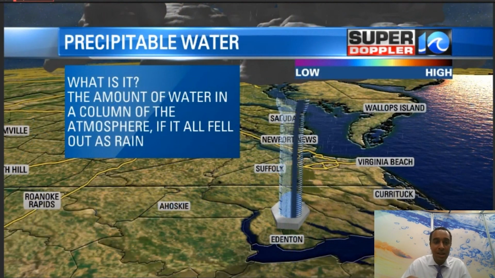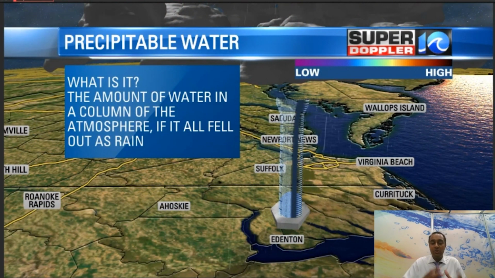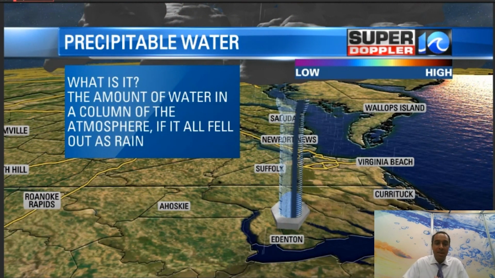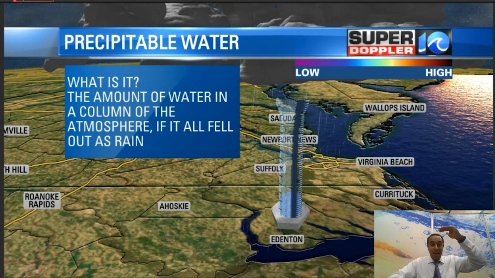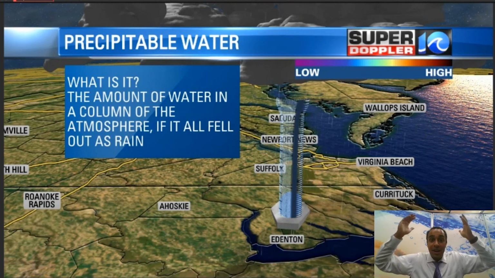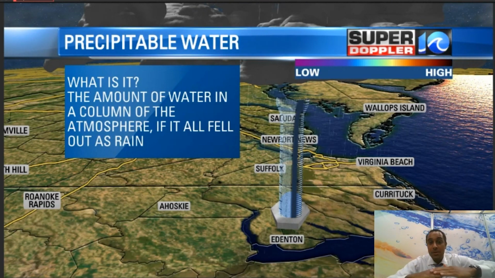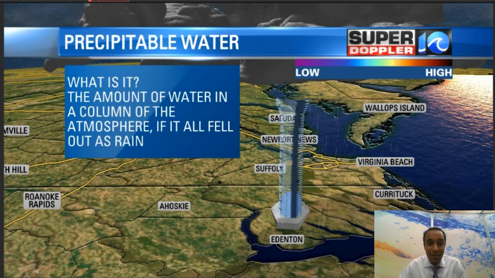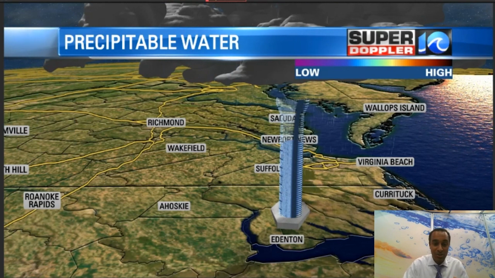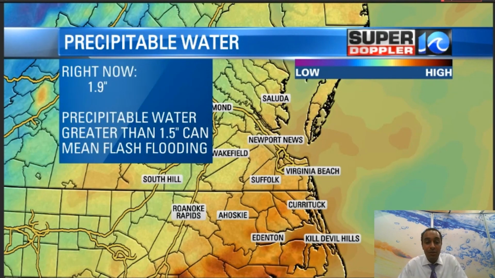But we can also check out how humid the air is and how much moisture is in the atmosphere. So we use something called precipitable water. And when we look at precipitable water, that's the amount of water in the column of the air basically directly above our heads. If it all were to fall out as rain in a straight line above our heads, how much of that would be liquid? How much water would come out? Today, that value is about 1.9 inches. So that's a high number. Over or greater than 1.5 inches can mean flash flooding.